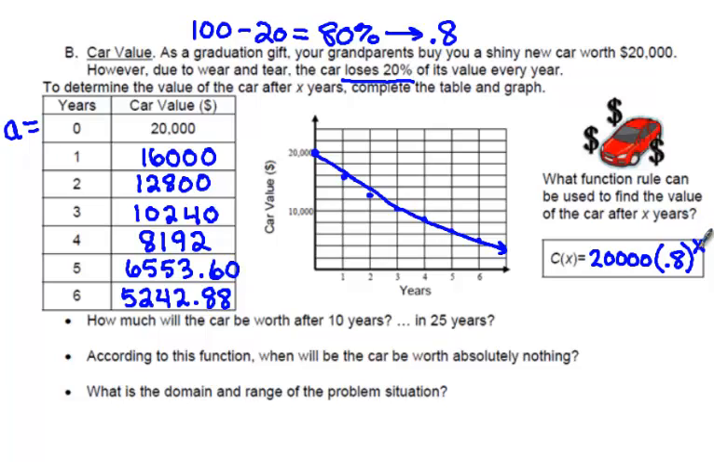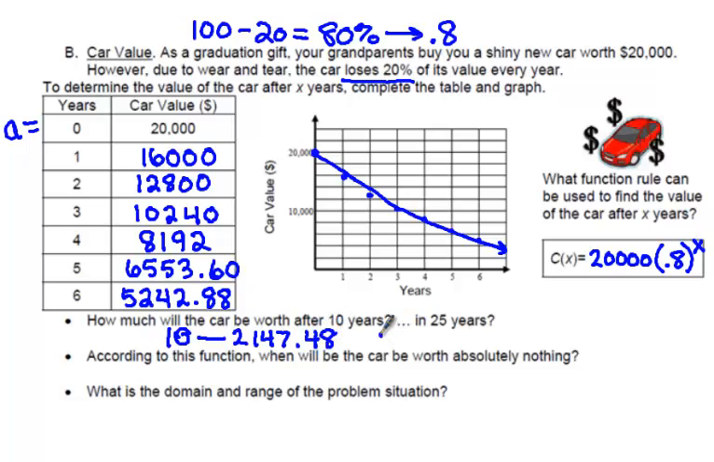Okay? So how much will the car be worth after 10 years? Well, we're just going to use that function that we just found, 20,000, except we are going to put in 10. And 20,000 times 0.8 to the 10 power is equal to, let's see, 10 years is going to give us $2,147.48.